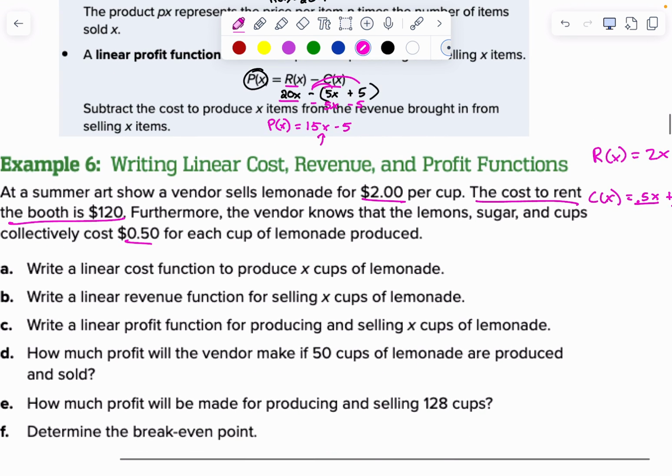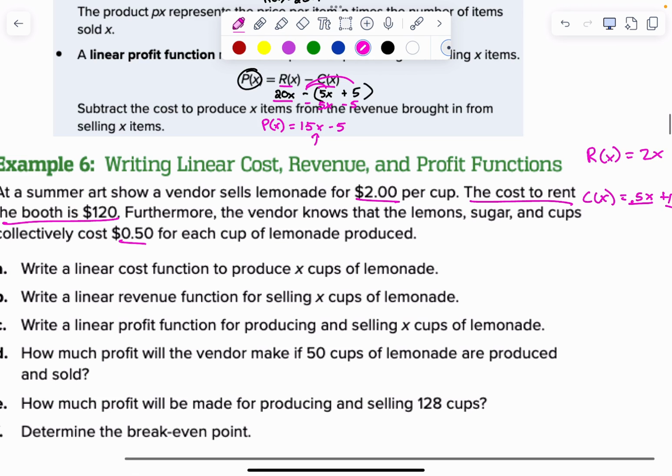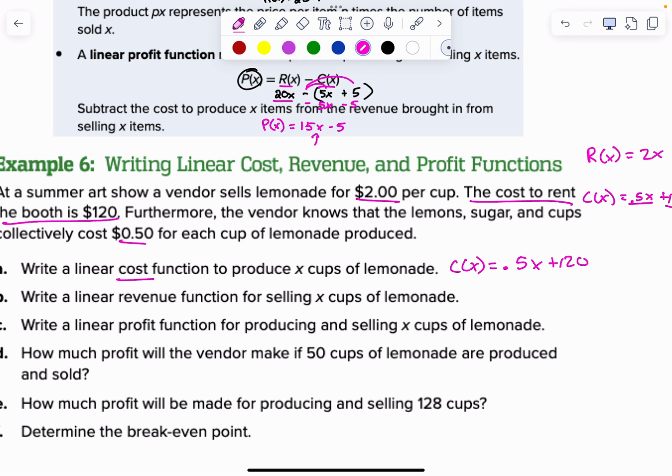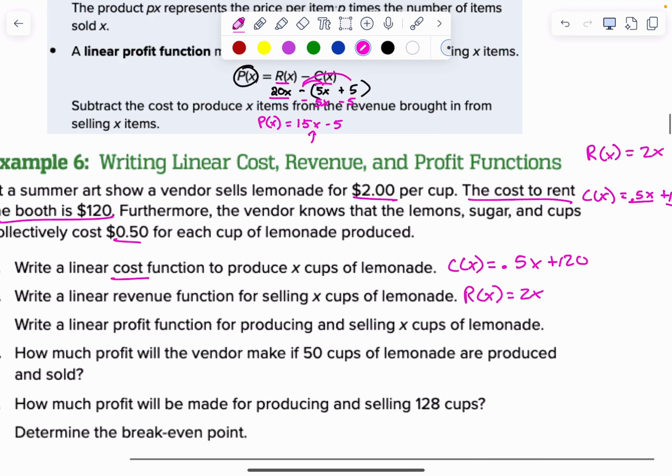Okay. Write a linear cost function to produce x cups of lemonade. So the cost is this one. I'll just put it back over here. 0.5x plus 120. Okay. The revenue function is 2x. I'll just put it there. Write a linear profit function.